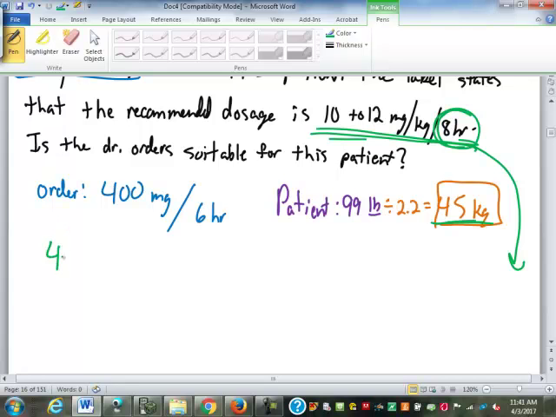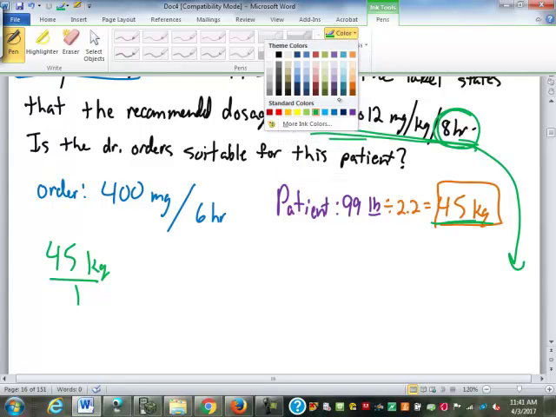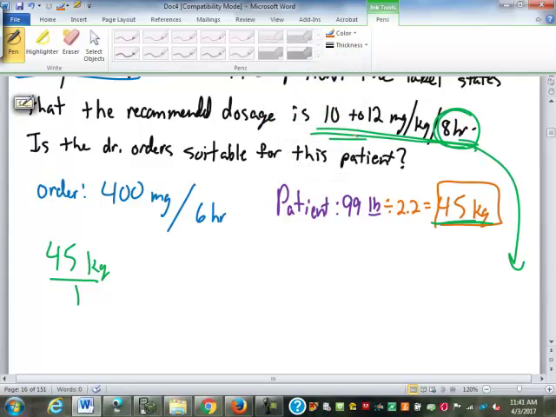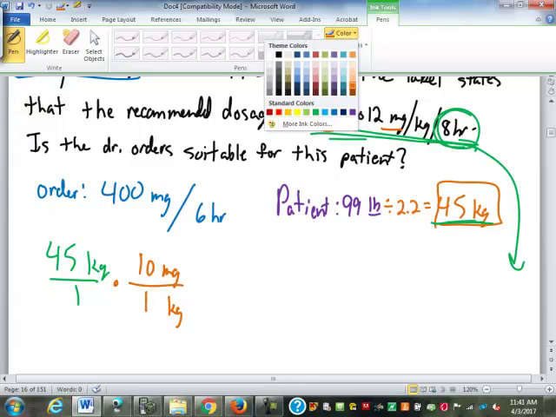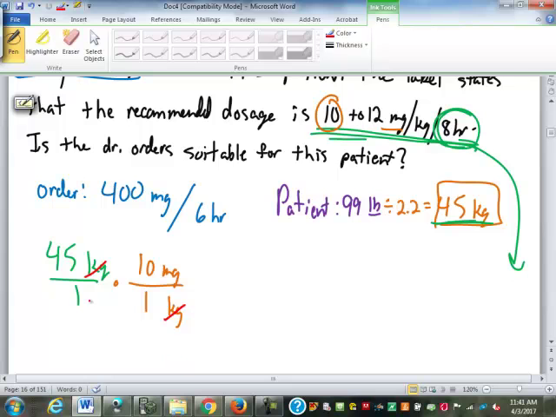So we're starting out with our 45 kilograms. We're going to put that over 1. And then we're going to take that 10 to 12. We've got to pick one of them. I'm going to take the 10 milligrams per kilogram. So in my conversion, I'm getting rid of kilograms and going to milligrams. So 10 milligrams per 1 kilogram. So the kilograms will cancel out, and I'm now in milligrams. So let's go ahead. 45 times 10 milligrams is 450 milligrams. And now we bring back the time frame. That is every 8 hours.